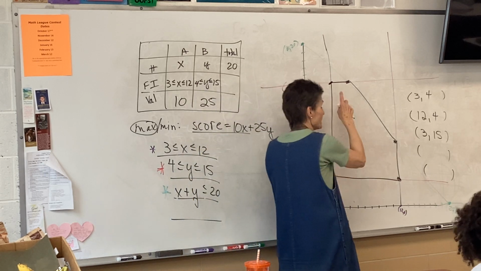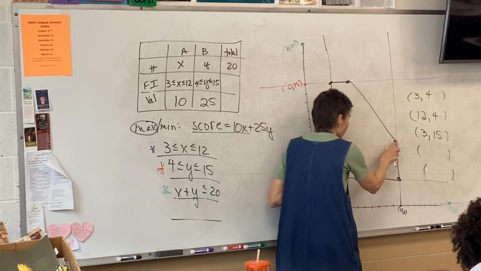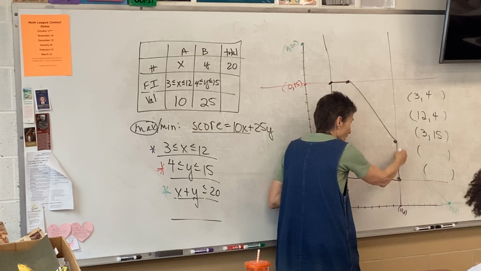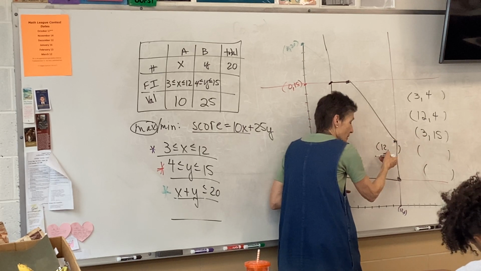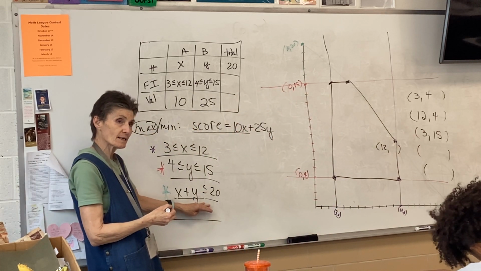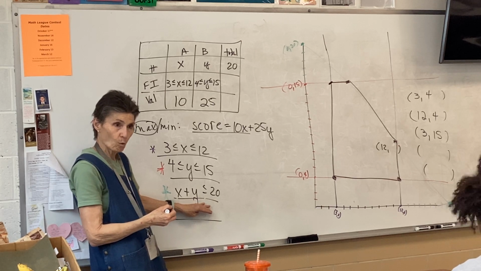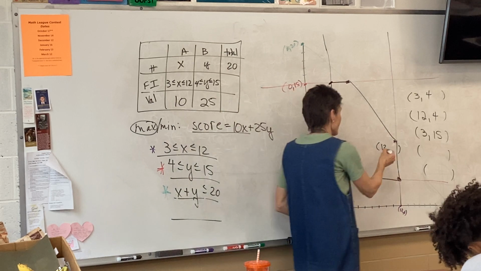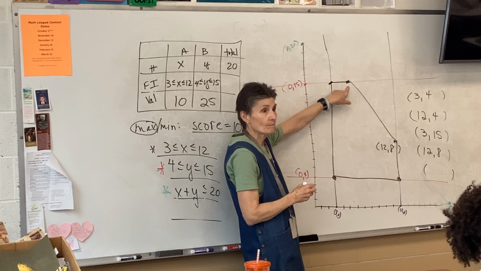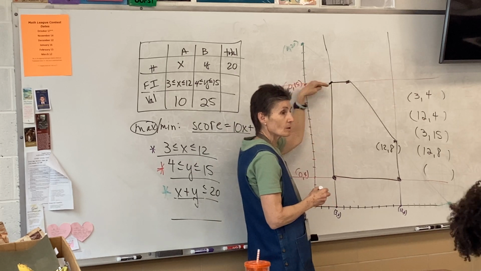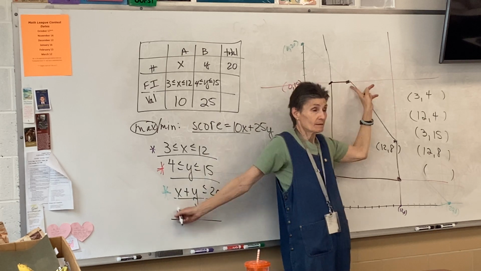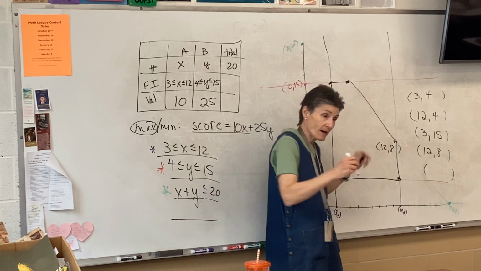Now, these are not so easy, but they're still easy. If you look at this point right here, what do you know about it? You know x is 12. But it's on the green line, and on the green line, x and y have to add up to 20. So y has to be 8. And similarly, this one, what do you know about it? y is 15. And if y is 15, then x has to be 5.